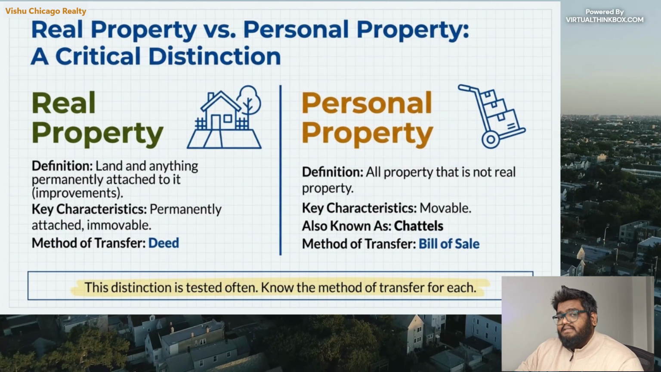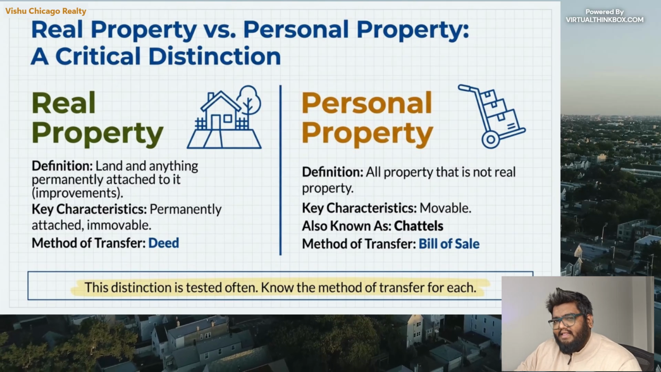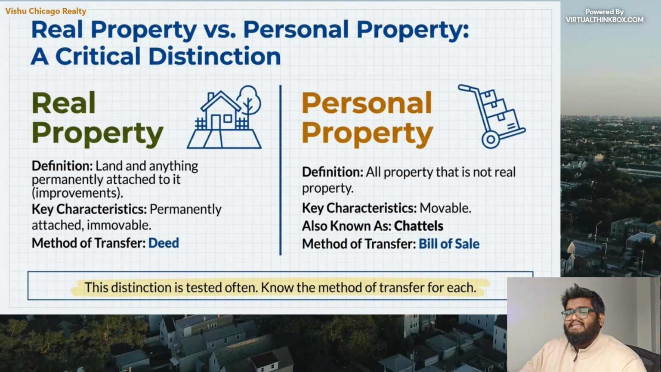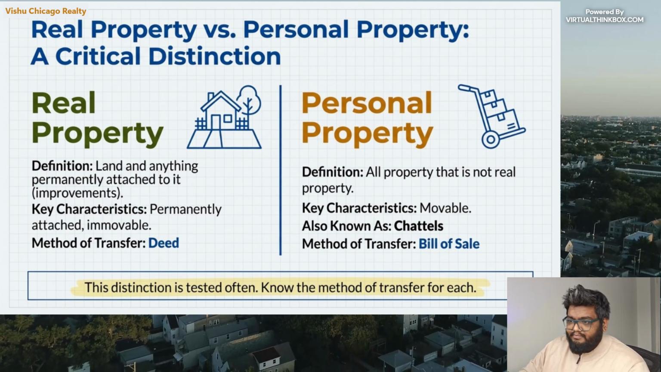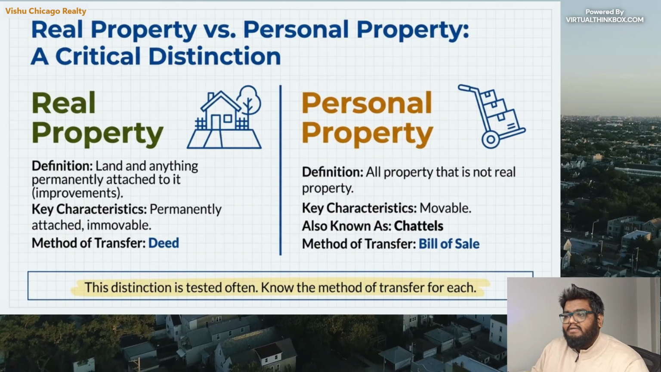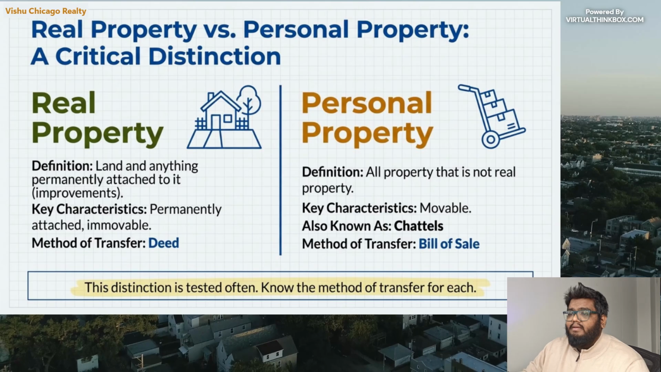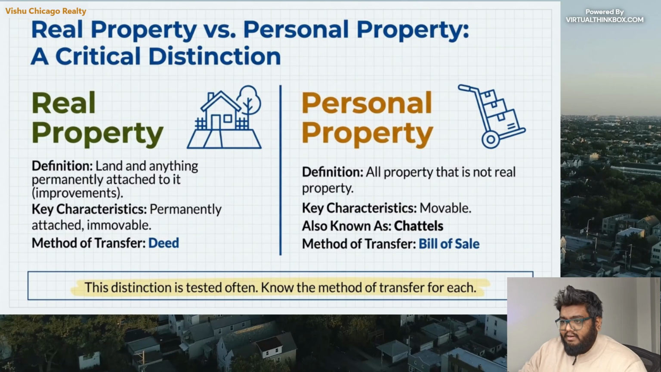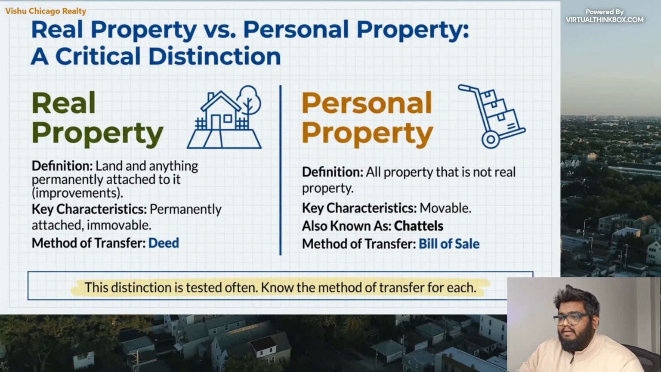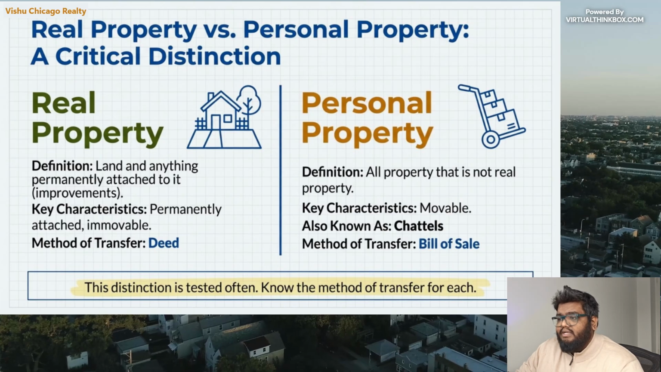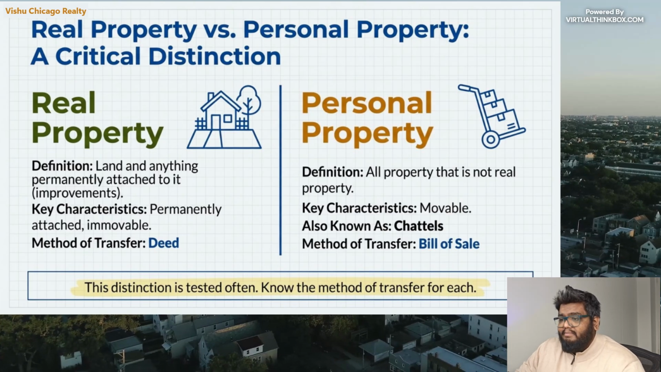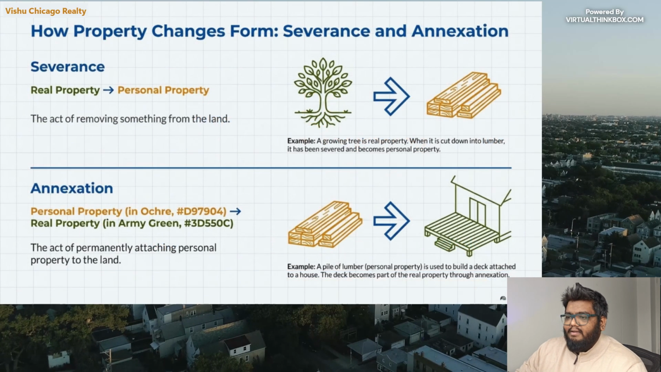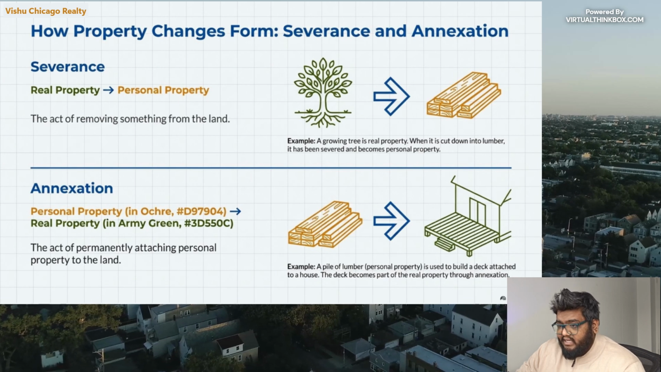Real property versus personal property. What do you think that is? The distinction is tested often. Real property is land and anything permanently attached to it. It is immovable and is transferred using a deed. Personal property is anything that is not real property. Simple. It is movable, also called chattel, and it is transferred using a bill of sale. Knowing the method of transfer is a key exam cue. Remember that.